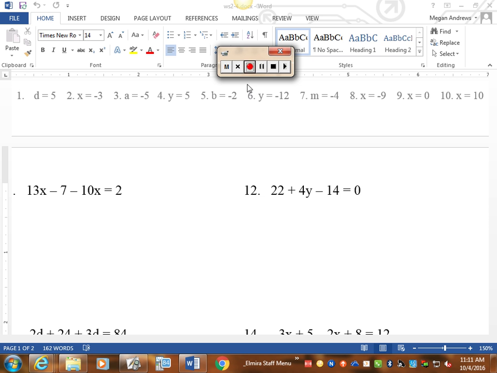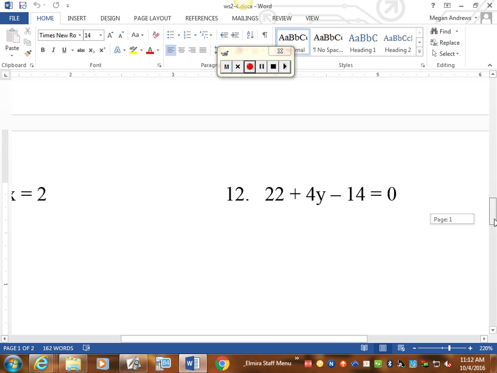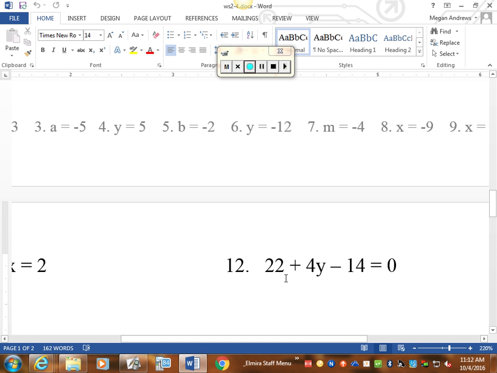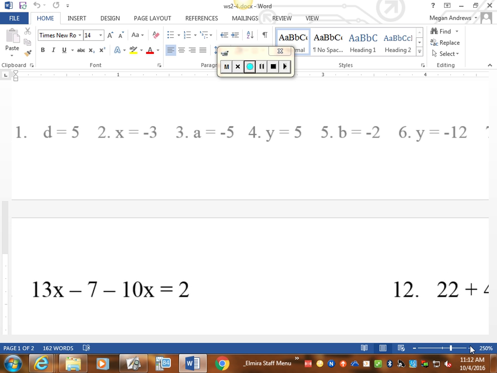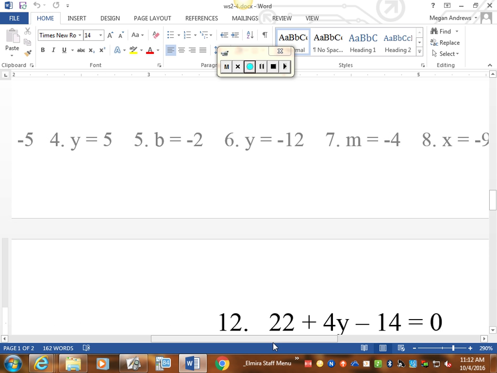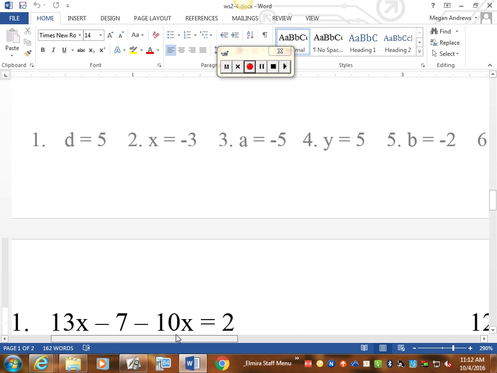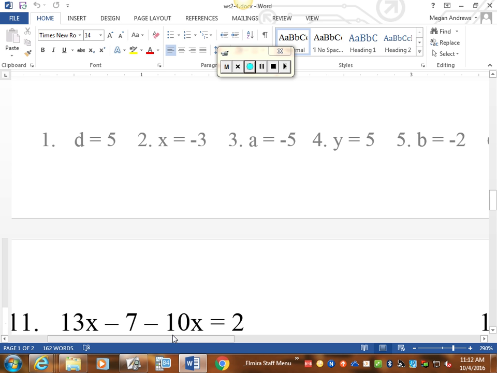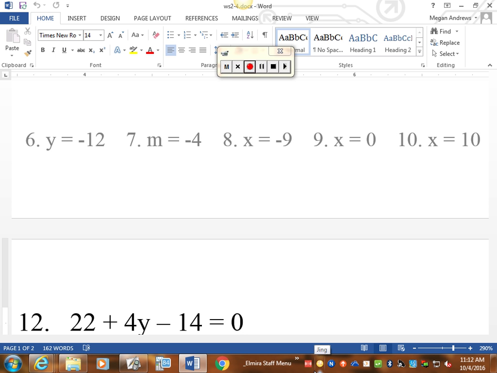On the homework, let me make this bigger. Okay, here's answers 1 through 5. So if you need to pause right now so you can copy down answers 1 through 5, they're here. And then these are answers 6 through 10, if you need to copy those down.